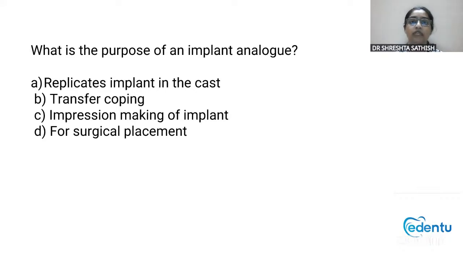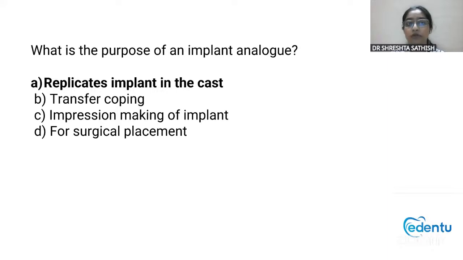What is the purpose of an implant analog? Yes, an implant analog. It replicates the implant in the cast. So once you make your impression with your impression coping, you place the implant analog. So when you pour the cast, this implant analog is in place of your implant in the cast. Okay, it has an opening just like your implant, and your prosthesis and attachments are done on top of that. It replicates the implant in the cast.